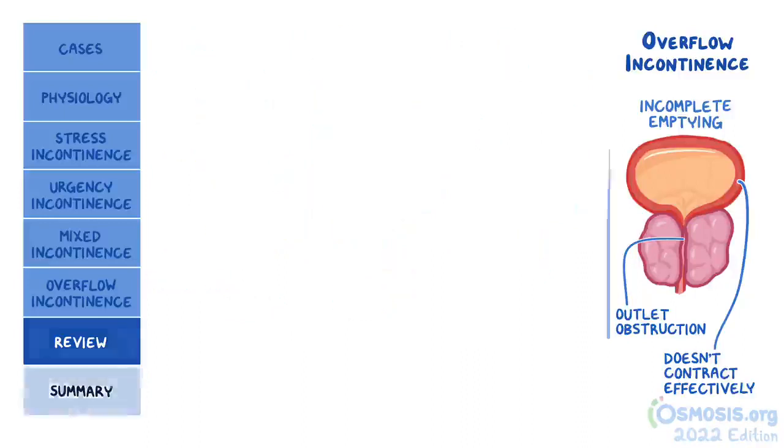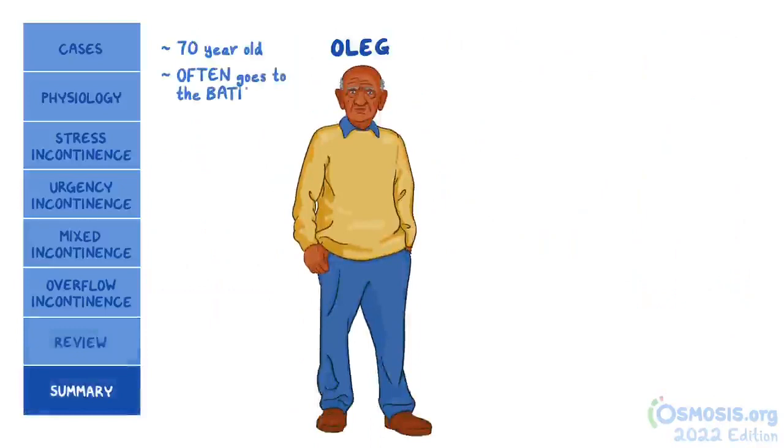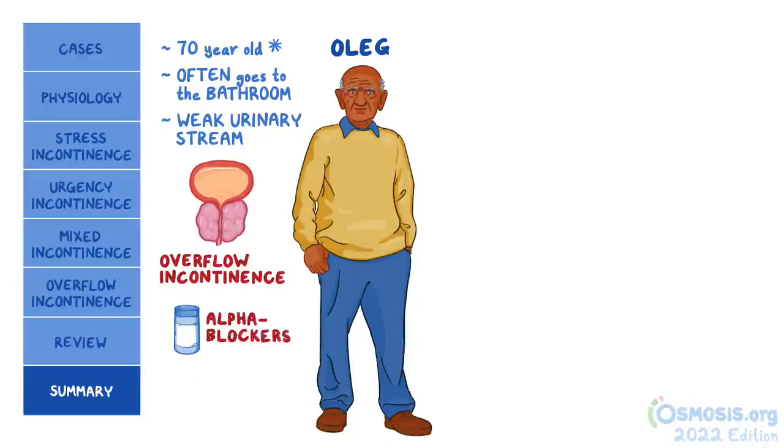Now, back to our cases. First, there's 70-year-old Oleg who often has to go to the bathroom and also has a weak urinary stream. Well, taking into account the fact that Oleg is 70 years old, this could be a case of benign prostatic hyperplasia. So in this case, there's an overflow incontinence caused by the obstruction that's due to the enlargement of the prostate. Among other treatments, Oleg might benefit from alpha blockers.